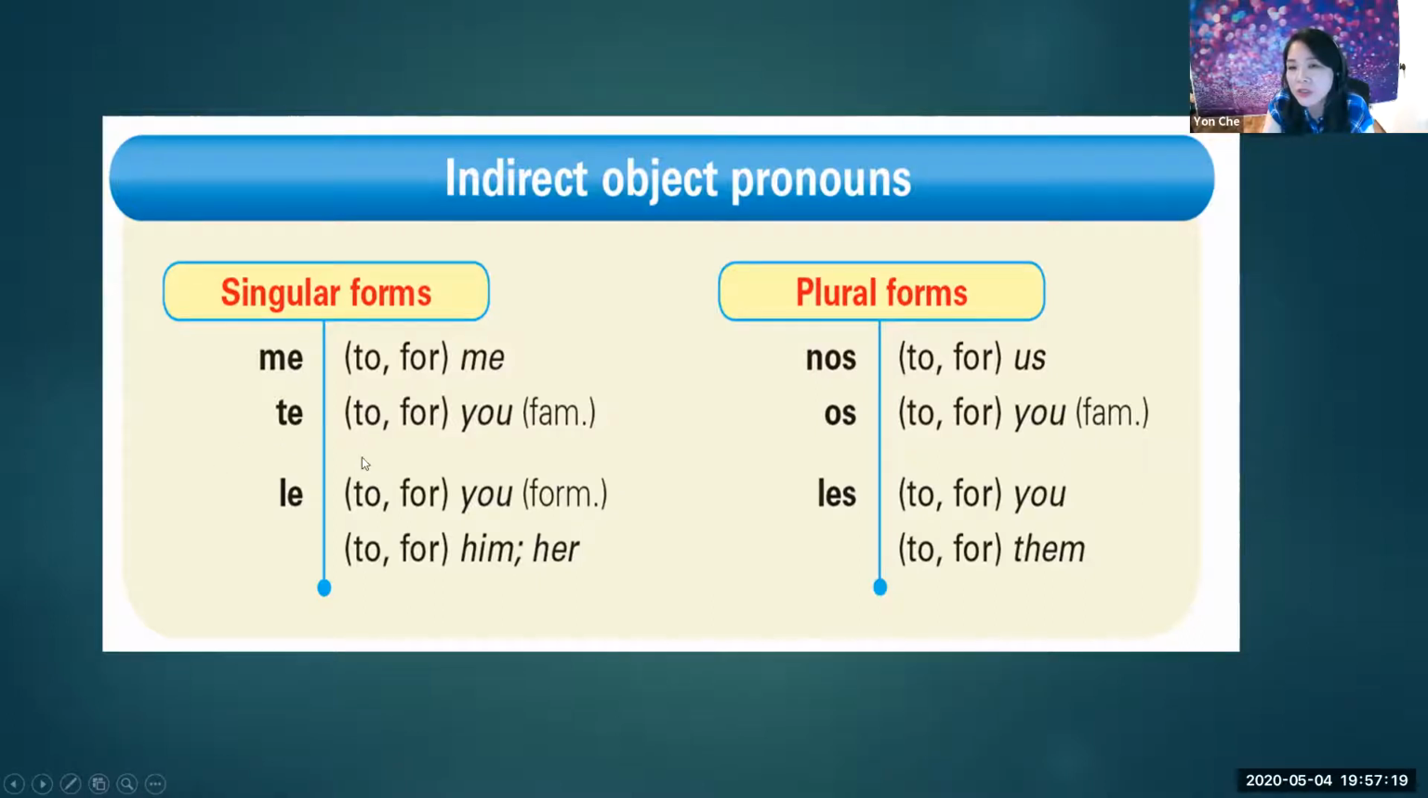If you're talking to someone that you don't have a casual relationship with, then you should always use le, and that means you. It can also be him and her. So you gotta provide further context to clarify who you are referring to. Okay, and nos is to us or for us. Os is used in Spain. That's to you guys or for you guys.